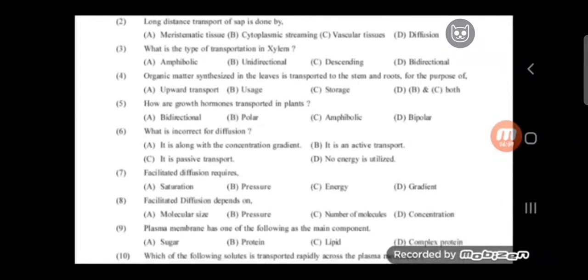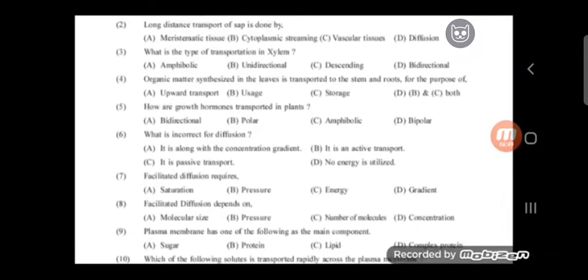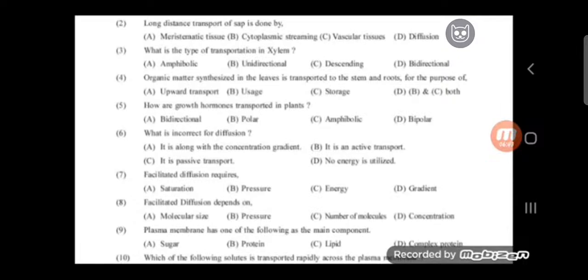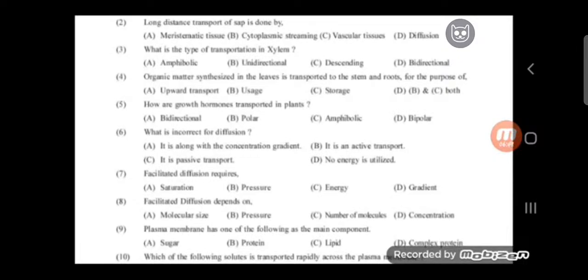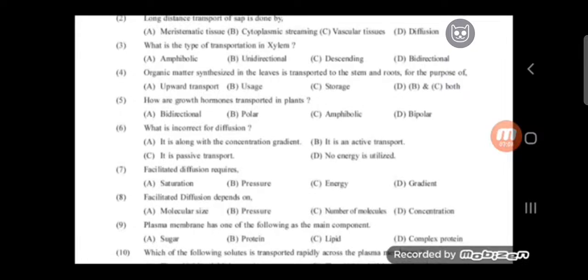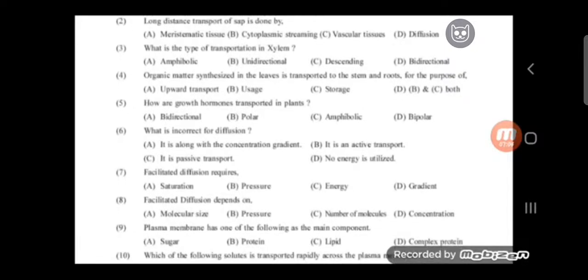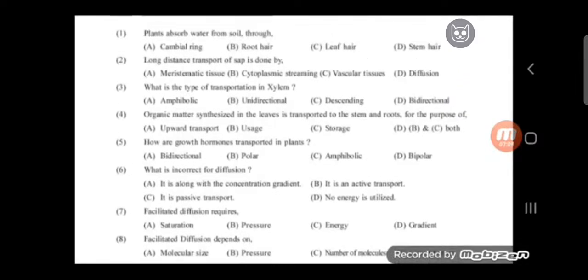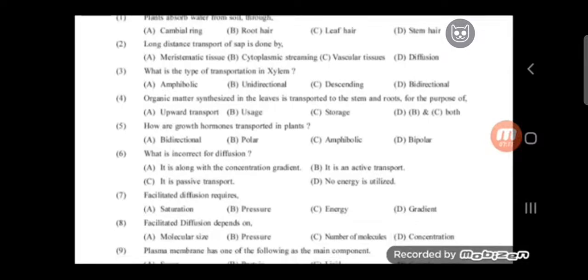Long distance transport of sap is done by: option A, meristematic tissue; option B, cytoplasmic streaming; option C, vascular tissue; option D, diffusion. Let us see the correct answer. I will give you 1 minute, so you also write the answer.